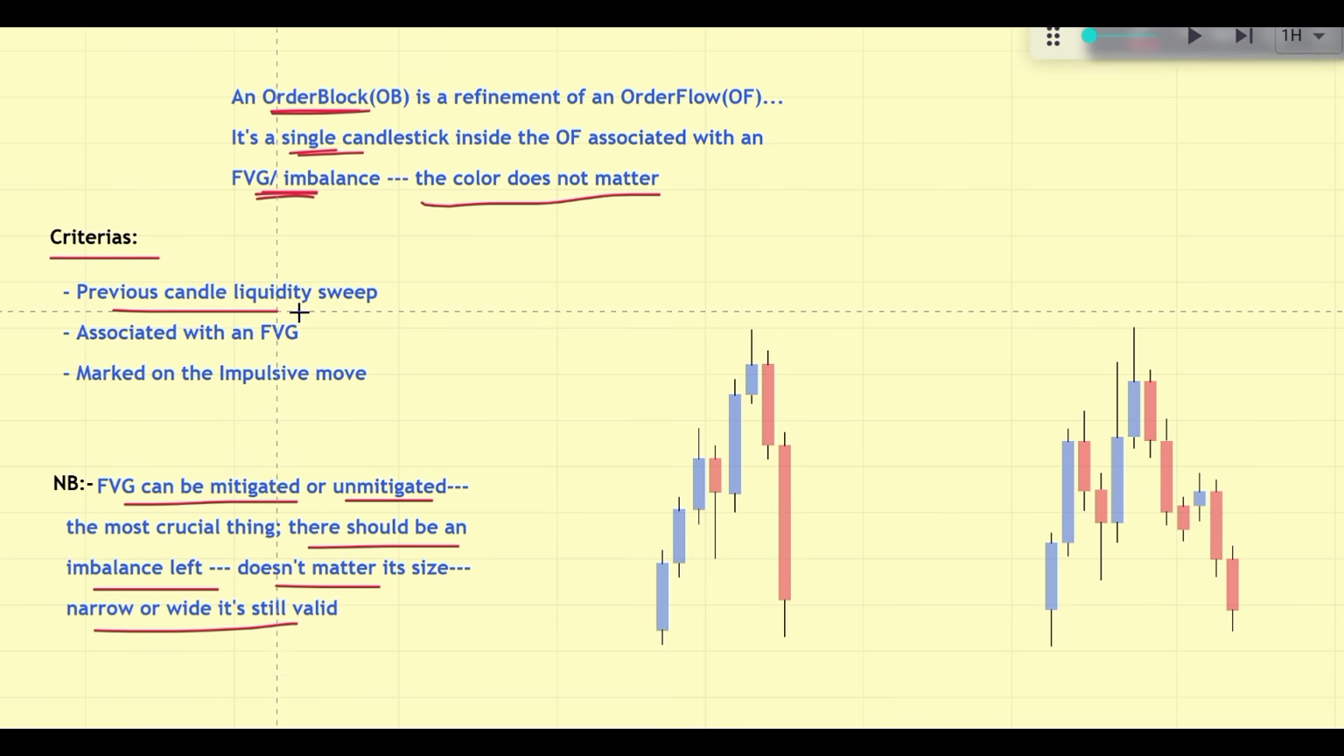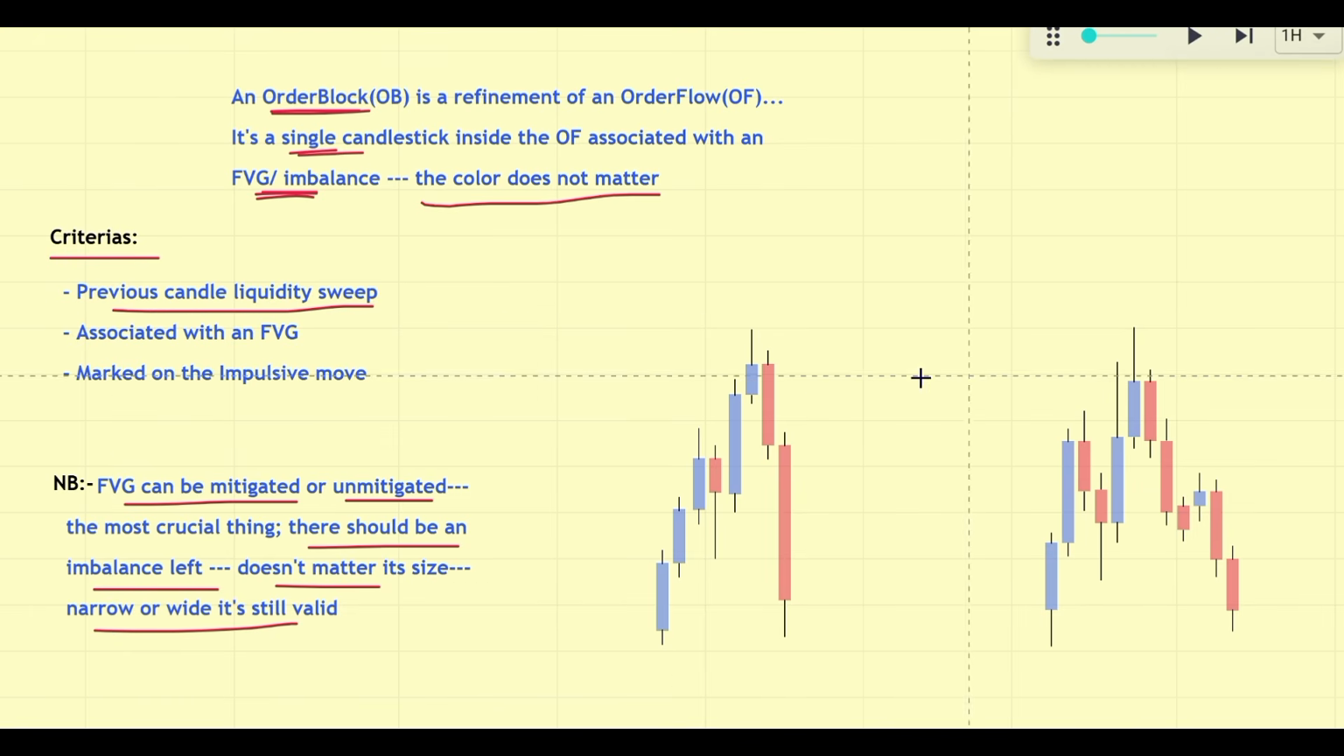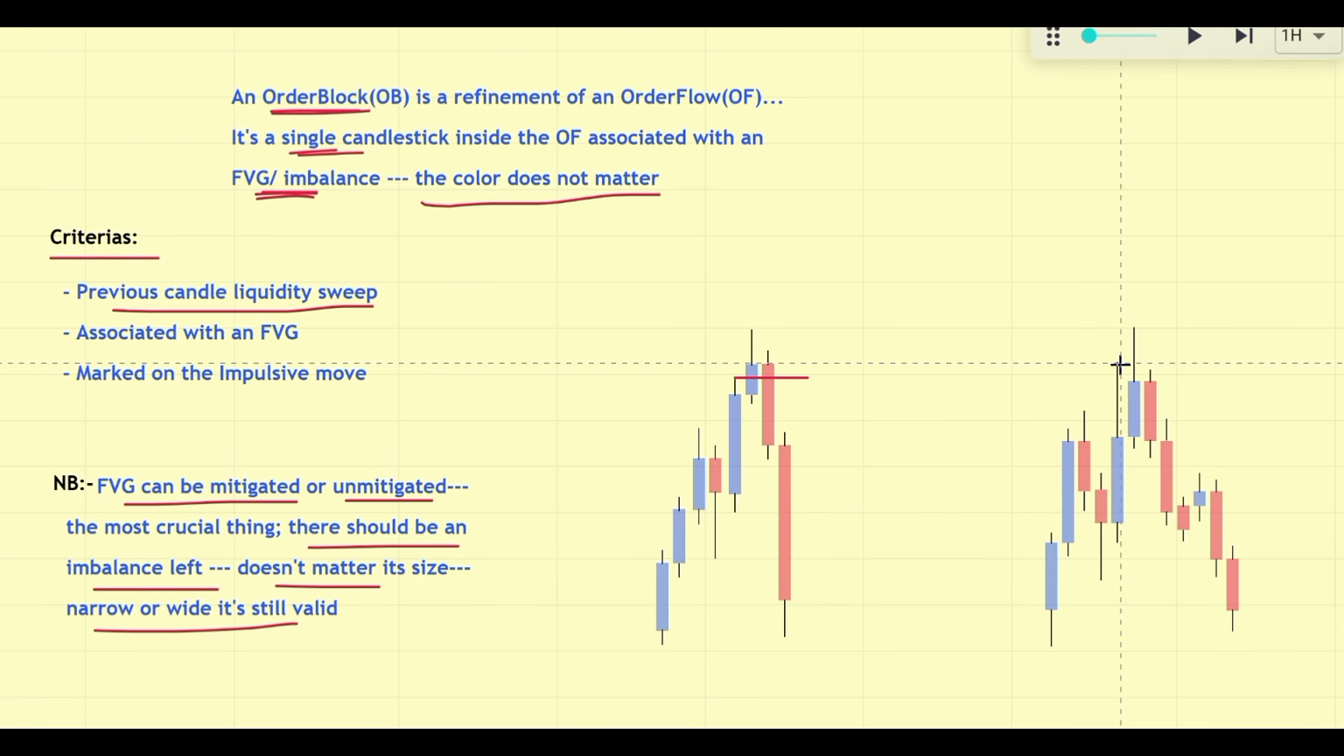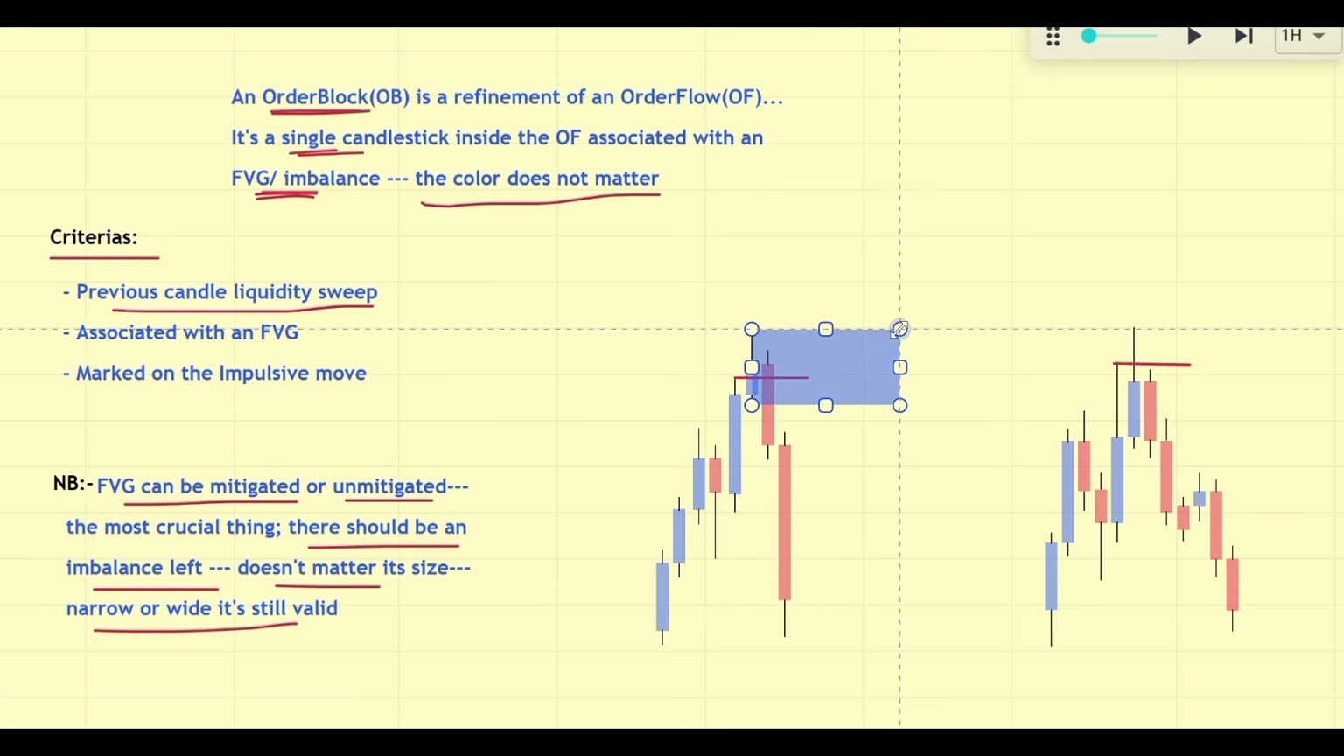Criteria number one, previous candle liquidity sweep. Exactly right here on this simple diagrammatic representation, we can clearly see the previous candle high was taken out before price made that ultimate rally down. Same here in this next scenario, you can clearly see price just wicked above the previous candle high and gave a rejection to the downside. Now this candle that takes the previous candle high, in the bearish scenario, this single candle is what we consider as the order block.